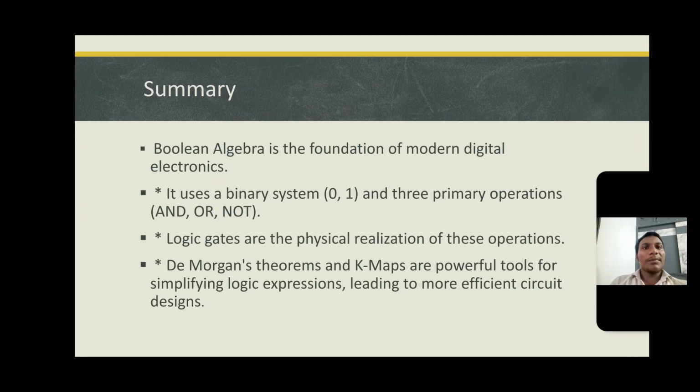This is the summary. Boolean algebra is the foundation of modern digital electronics. It uses a binary system, 0 and 1, and three primary operations: AND, OR, NOT. Logic gates physically realize these operations. De Morgan's theorem and K-maps are powerful tools for simplifying logic expressions and leading to more efficient circuit designs.